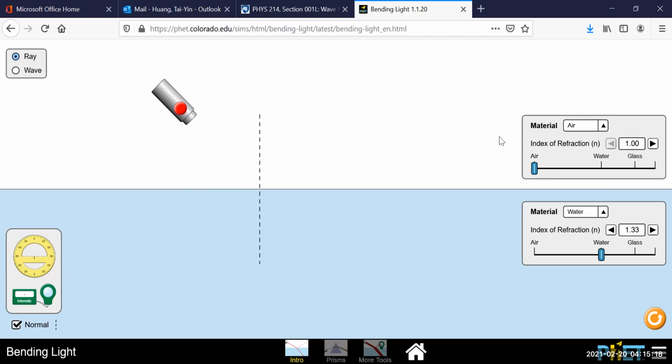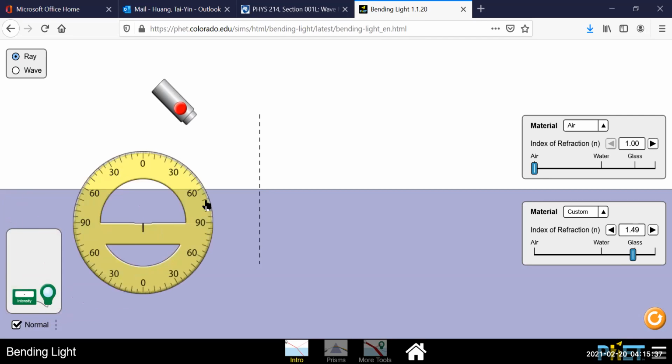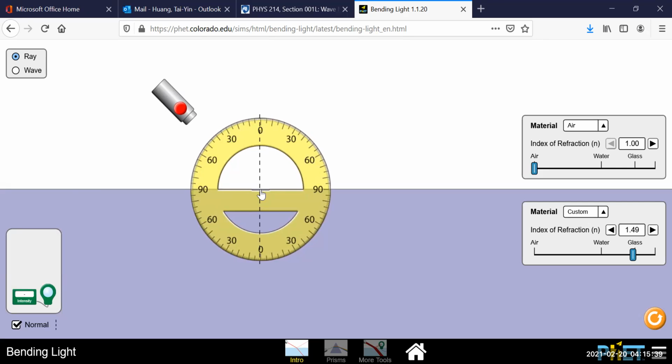But now you have to do something. For the first scenario, from air to the D lens, which we're going to customize, choose that, and we're going to use 1.49. That's the index of refraction of the material. Then we're going to bring this, and make sure that everything is set up correctly.